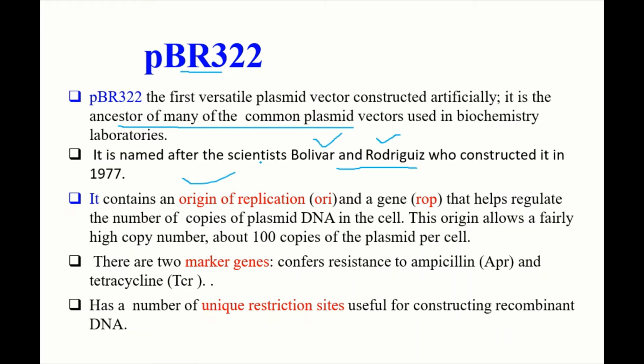It contains an origin of replication because we need to make multiple copies, and a gene that helps regulate the number of copies of plasmid DNA within the cell. This origin allows a fairly high copy number. Usually we'll get about 100 copies of plasmid per cell. And this is helpful in cloning because we want to make millions and millions of copies of our target gene. Then it has two markers, ampicillin resistance and tetracycline resistance, and of course has a number of unique restriction enzyme sites that are very useful in inserting our target gene.